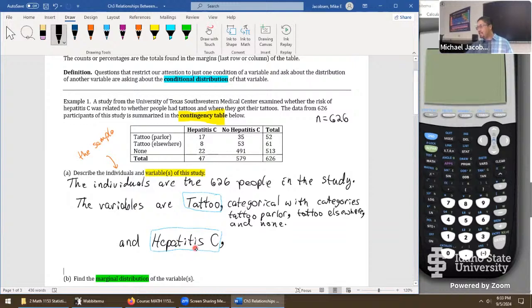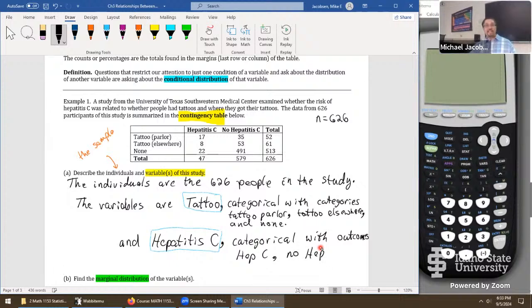So let's say here for hepatitis C is categorical with, this seems kind of strange, to call a variable categorical and list out its categories. It almost seems like circular in the way we're describing things. So if you don't like that, you could say hepatitis C is categorical with outcomes: Hep C, no hepatitis C. I'll abbreviate that to just hep for hepatitis. So those are the variables of this actual study.